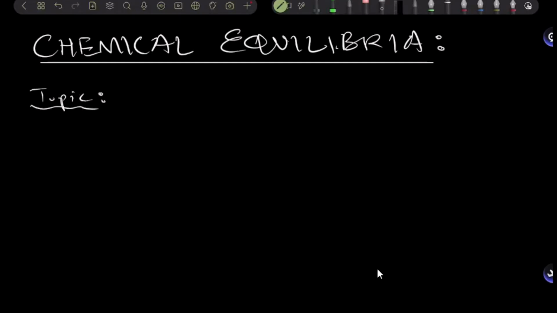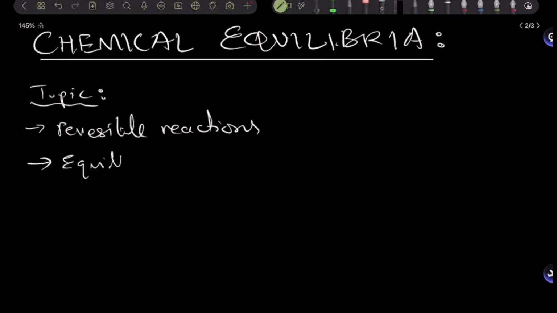It's a very long chapter if you consider all the details that you need to learn about equilibria. But what's included in AS is, first of all, you need to know what a reversible reaction is. So we'll start from reversible reactions. All right. The second thing that we need to know in this chapter is what equilibrium is, and what is dynamic equilibrium.